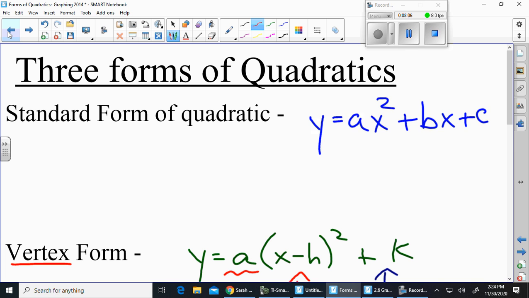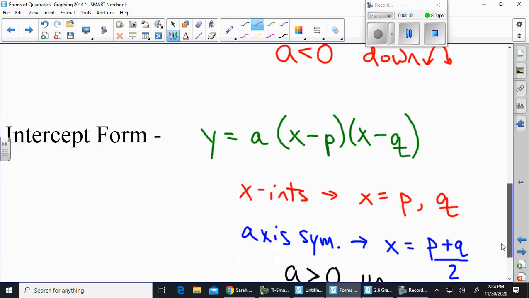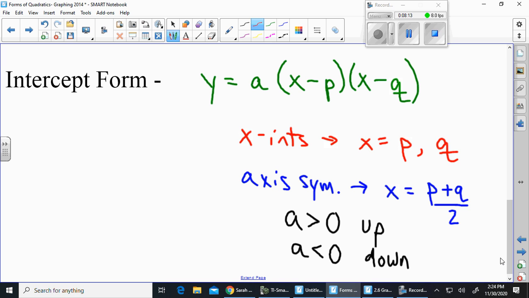So intercept form. Vertex form gives the vertex. Intercept form is factored form. So you see 2 sets of parentheses.